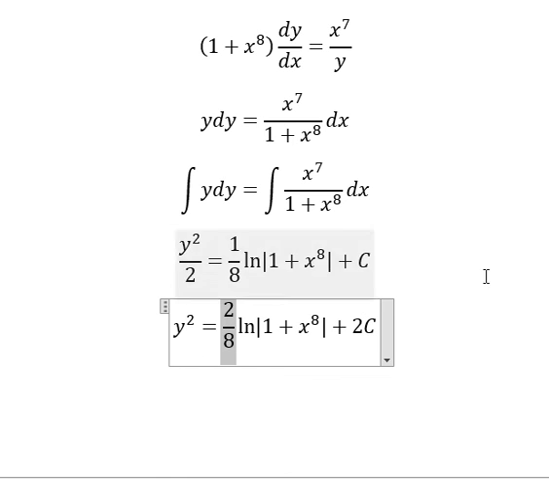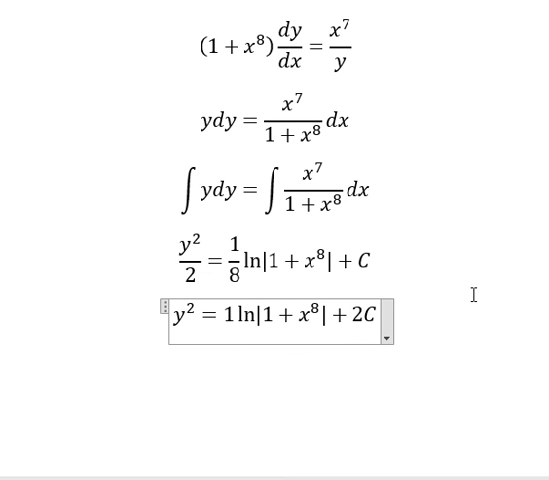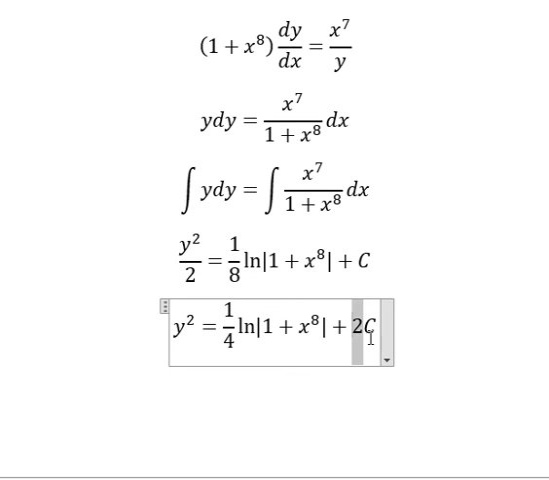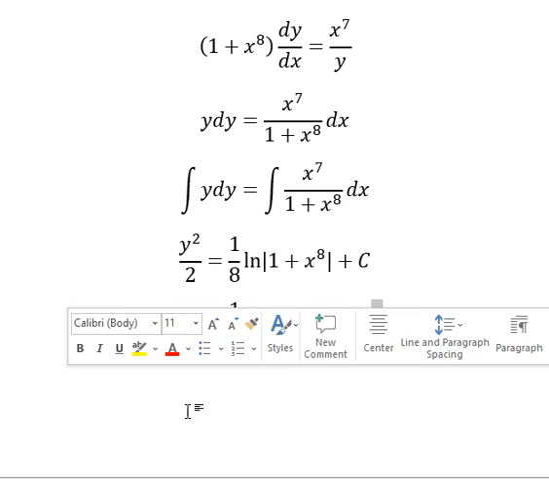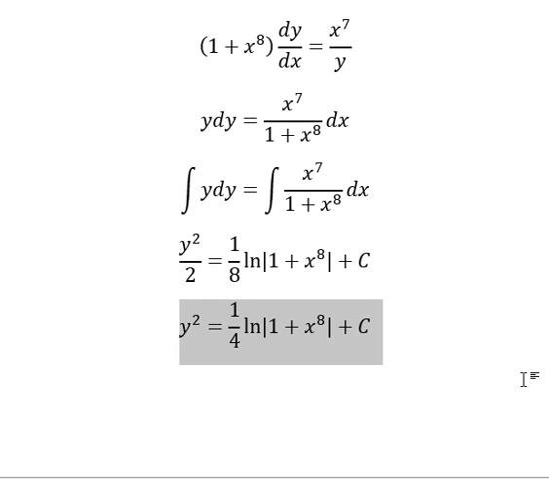This one is 1 over 4. To see, we can consider that as the constant. And this is the final answer. This is the end.